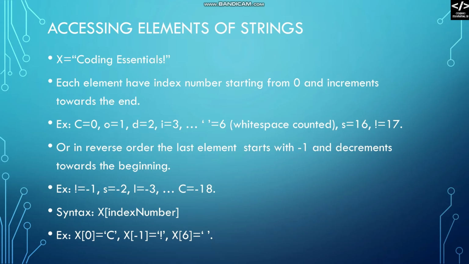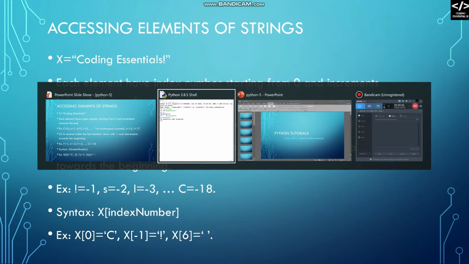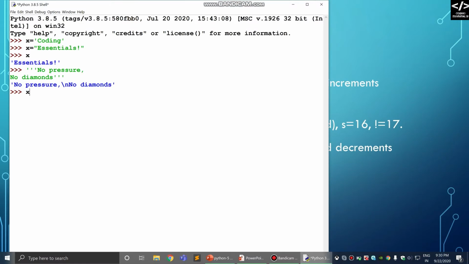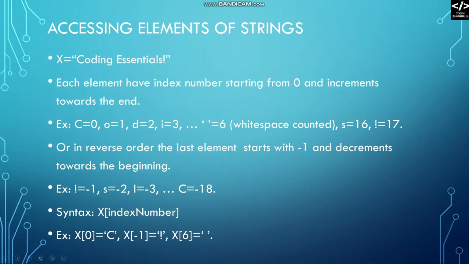And the last, 17th index number is of the exclamation mark. Let's see in the shell x equals. So 0th index is C, 6th index is white space, and 17th index is an exclamation mark. So this is what positive indexing looks like.